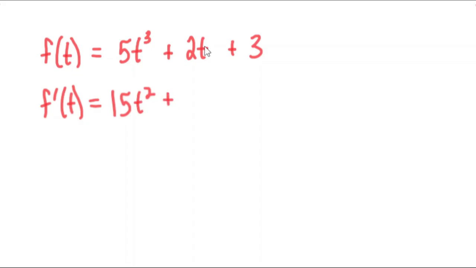Now, what's the derivative of 2t? The derivative of 2t is just 2. You could think of it as like 2t to the 1 here, and then 1 times 2 is 2, and then it's 2 times t to the 0 power, but t to the 0 is just 1. Right? So whenever it's just like 2t or 2x or something like that, the derivative is just going to be 2. Or if it were 7t, the derivative would be 7. Now, the derivative of a constant, the derivative of 3, is just 0. And usually we don't even write that 0 on the end there. So the derivative is going to be 15t squared plus 2.